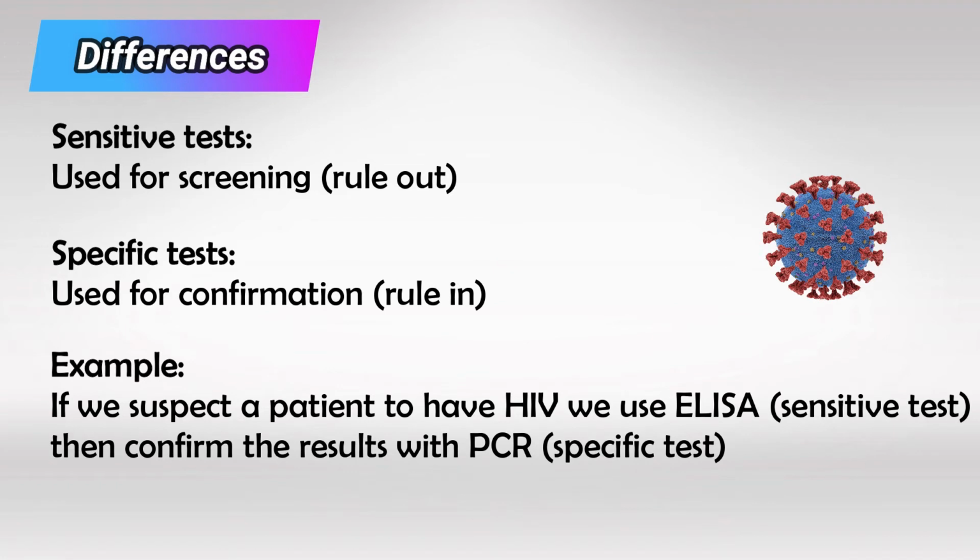In this case, because the sensitive test was positive, we have to confirm it with a specific test. So we follow up with PCR, which is highly specific and not very sensitive. So if PCR turned out positive, this is definitely confirmative of HIV.